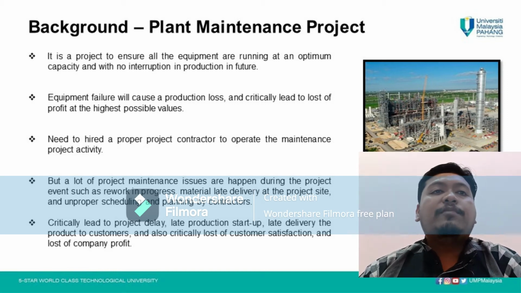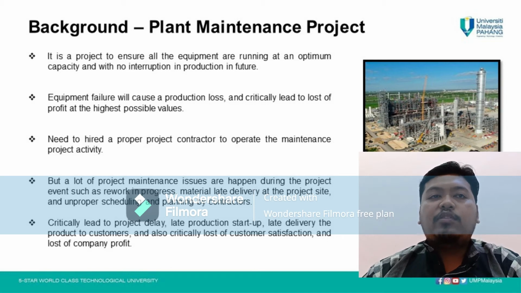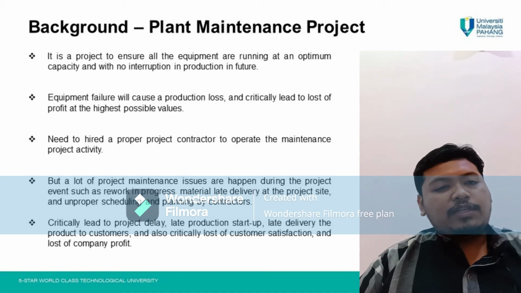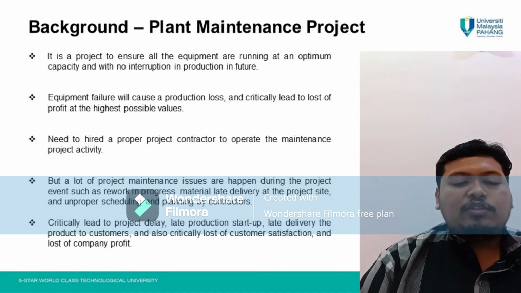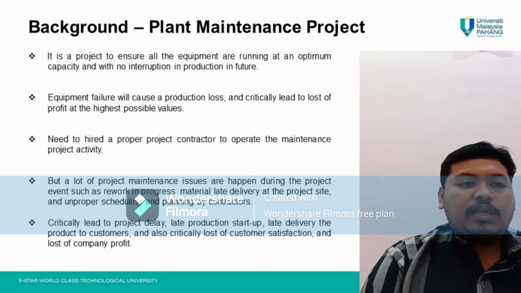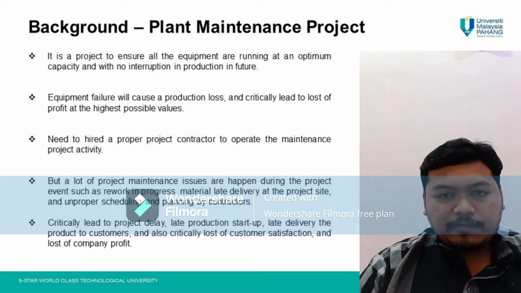But recently, a lot of project maintenance issues happen during the project events, such as rework in progress, late material delivery at the project site, and improper scheduling and planning by contractors. All these issues can critically lead to project delay and late production start up, and this project delay will make late delivery of the product to customers, and critically loss of customer satisfaction and loss of company profit.